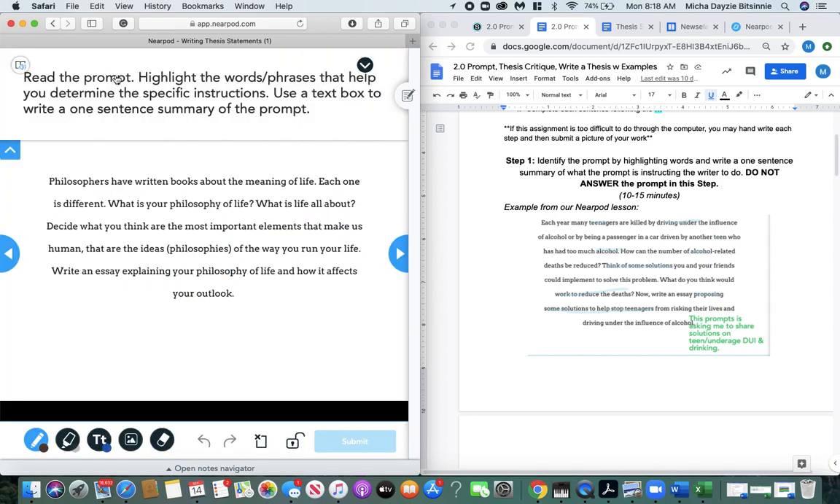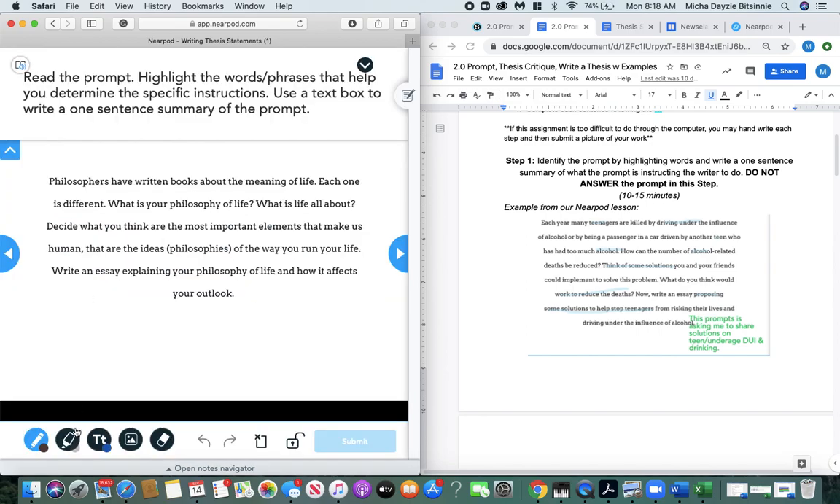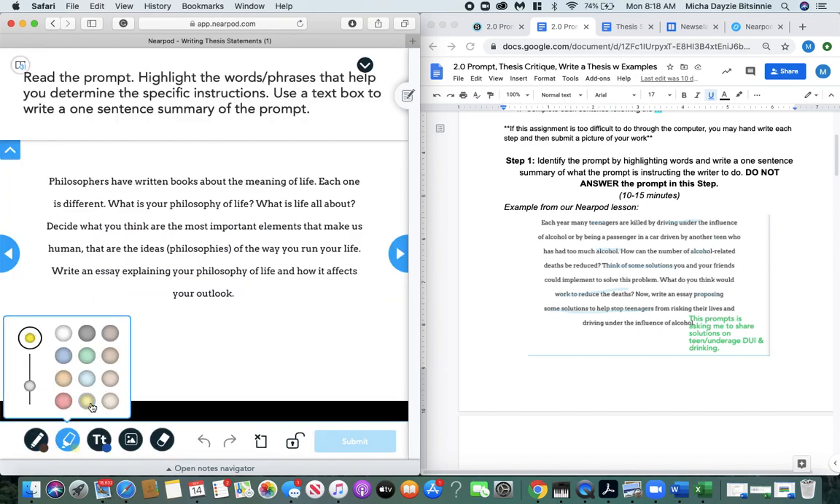Okay. Now we have another prompt. So you're doing the same thing here. Highlight words and phrases that help you determine the specific instructions. Use a text box to write a 1-sentence summary. So you do the same thing here. And I'm just going to skip to this next one. Let me just go through this one really quick.